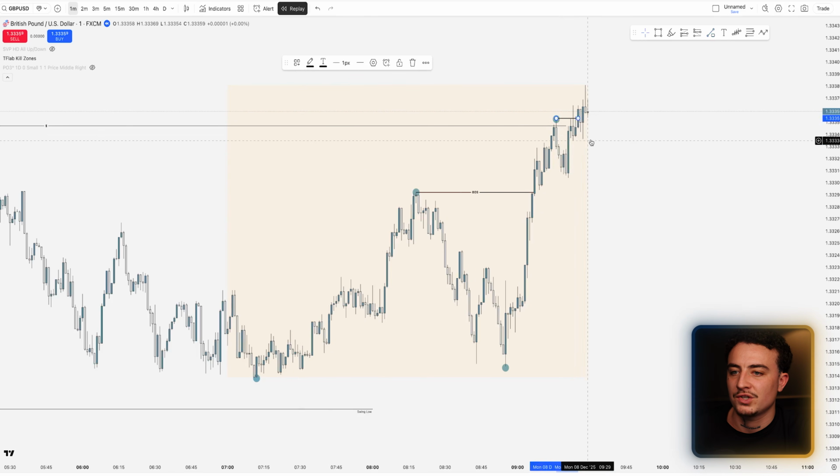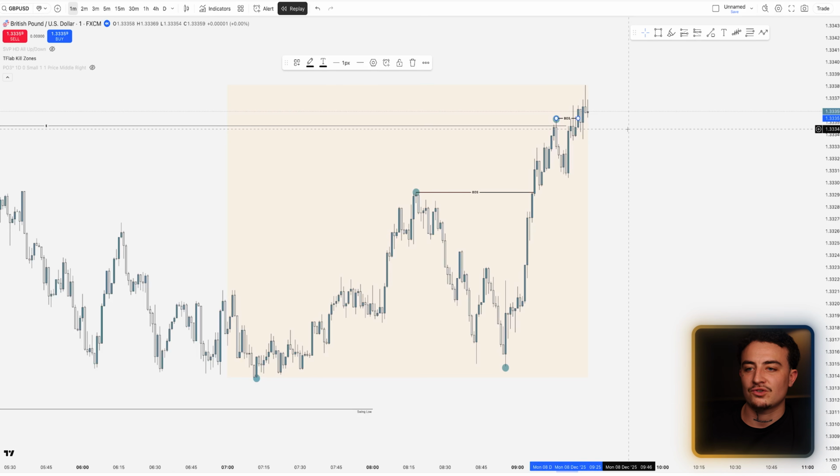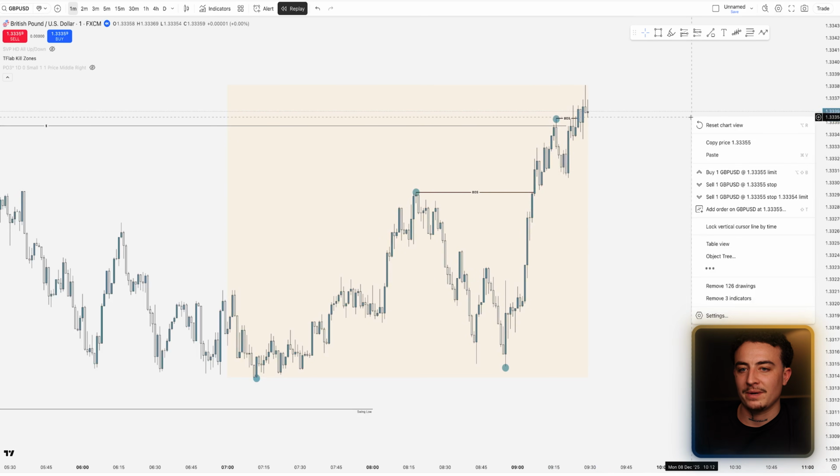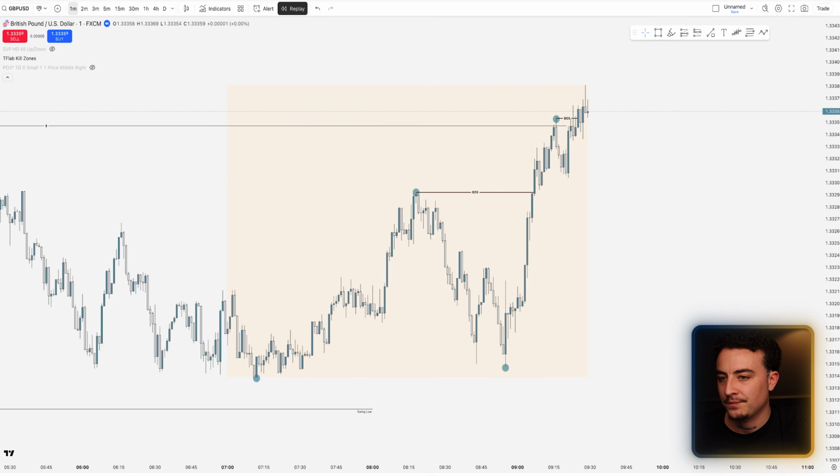Why can we not look for entries yet? Because we need confirmation on the 1 minute and we need it to realign with the bearish trend. So we need the 1 minute to flip from bullish to bearish for us to have the confirmation. So we're waiting for that to play out. Let's just play it out.